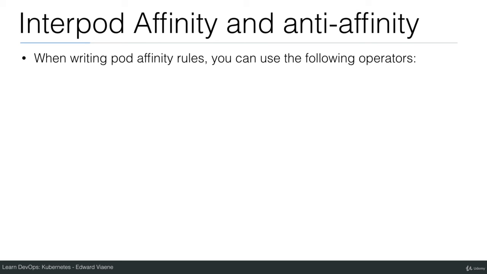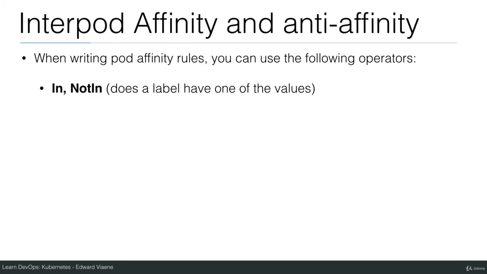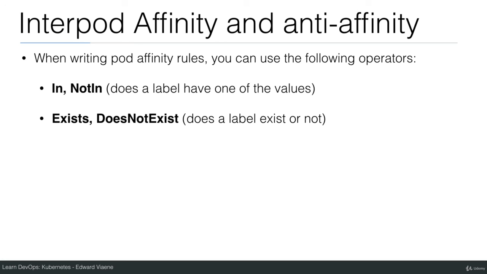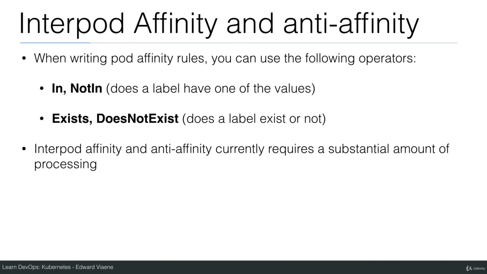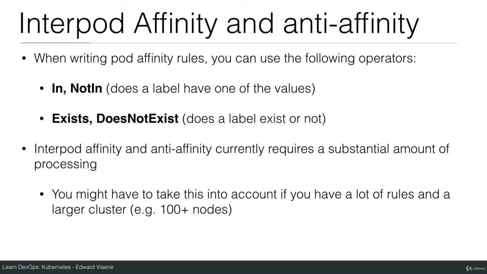When writing pod affinity rules, you can use the following operators. In, NotIn: does a label have one of the values that you specify? And Exists, DoesNotExist: does a label exist or not? Interpod affinity and anti-affinity currently requires a substantial amount of processing. You might have to take this into account if you have a lot of rules and a large cluster, for example if you have more than 100 nodes. And then in the next demo I will show you an example of interpod affinity and anti-affinity.